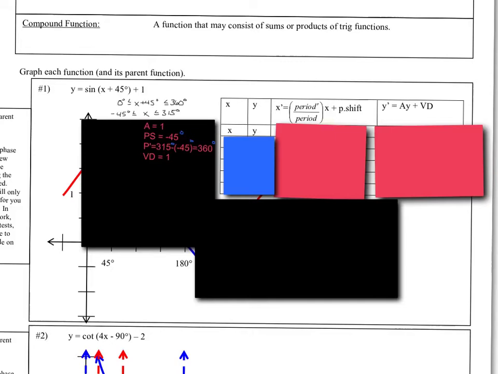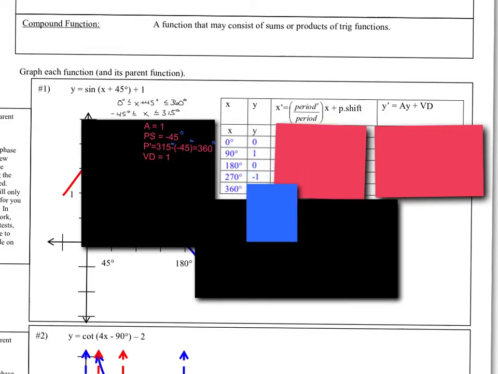As we continue, we want to first graph the parent graph of sine. So we make a table of values. Typically, we'll mark our x values with quadrantal angles going from 0 to 360. And we put the corresponding y value. Sine of 0 degrees is 0, sine of 90 is 1, sine of 180 is 0, sine of 270 is negative 1, sine of 360 degrees is 0.